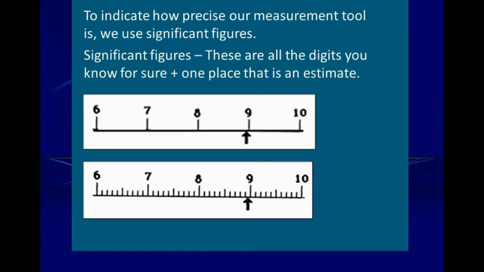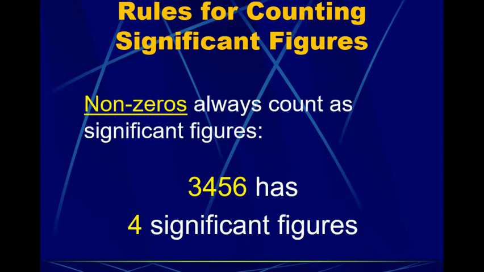So the first ruler is not as precise or accurate as the second ruler, which is more precise or accurate. With the first ruler, I can read right off the tool that it's somewhere between 8 and 9 centimeters. I'm going to say 8.9. That's as far as I can read. That's as accurate as I can go. On the second measurement tool, I can read 8.9 right off the tool, and then I'm going to estimate it's halfway between. So I'm going to record my measurement as 8.95. So the second measurement tool actually has one extra significant figure. It is more precise.